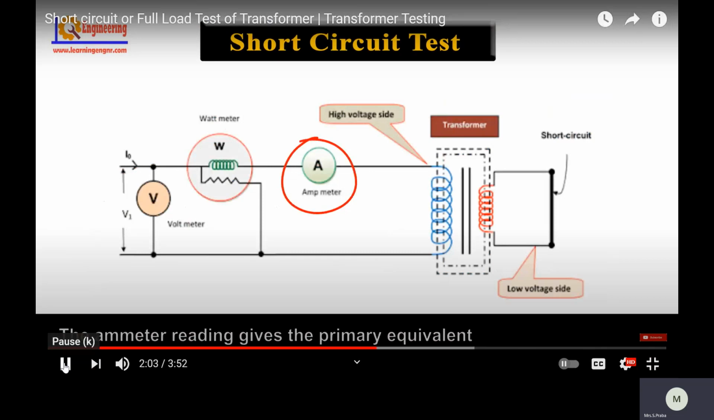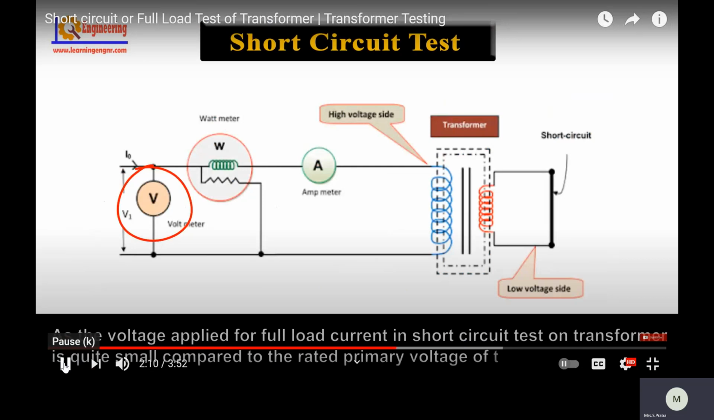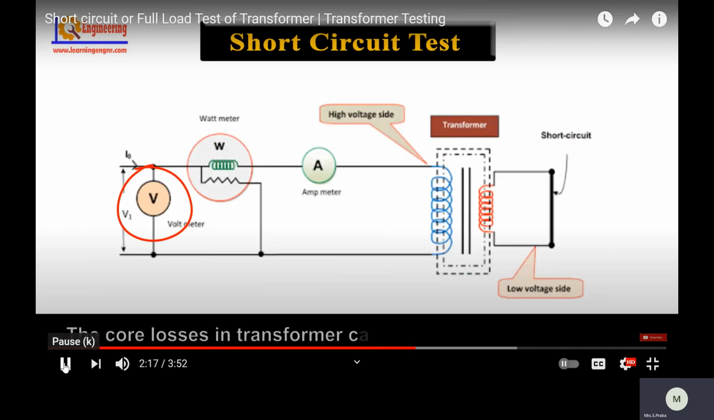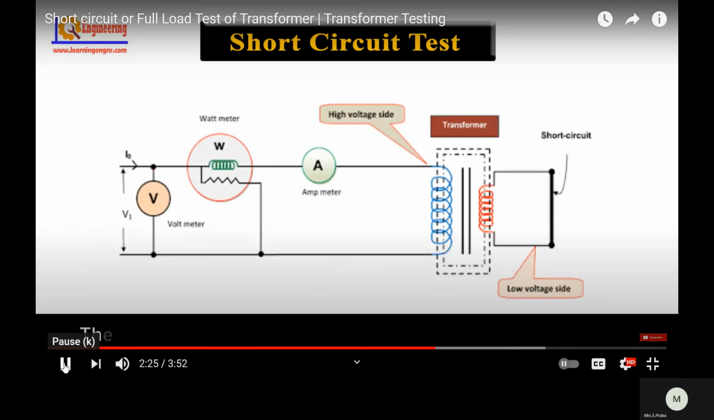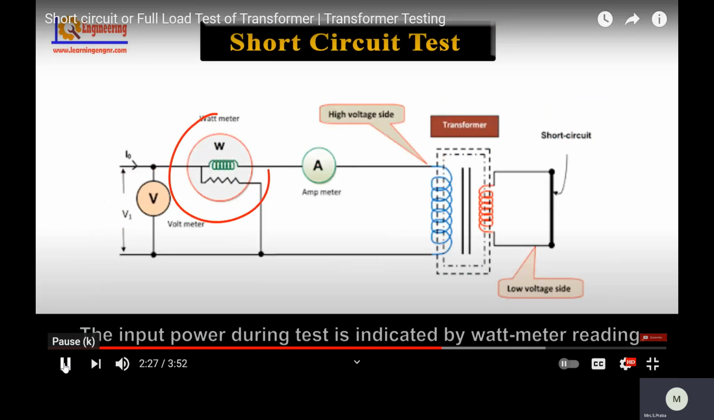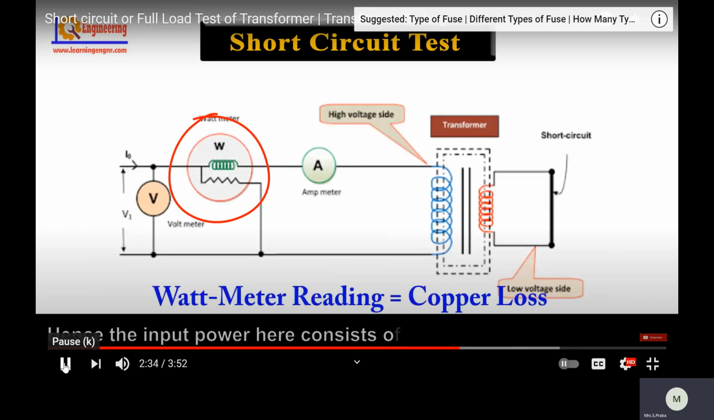The ammeter reading gives the primary equivalent of the full load current IL. As the voltage applied for full load current in the short circuit test is quite small compared to the rated primary voltage of the transformer, the core losses in the transformer can be taken as negligible here. Let's say the voltmeter reading is VSC. The input power during the test is indicated by the wattmeter reading. As the transformer is short-circuited, there is no output. Hence, the input power here consists of copper losses in the transformer.